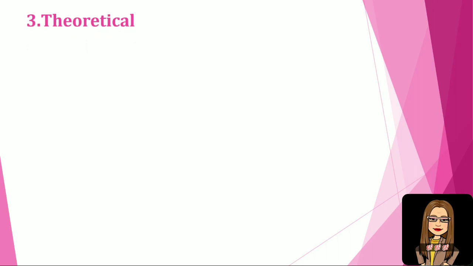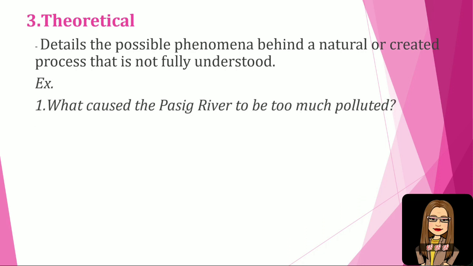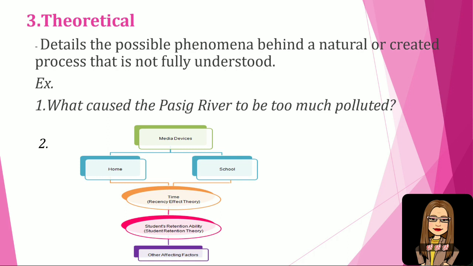Number 3, theoretical. Details the possible phenomena behind a natural or created process that is not fully understood. Example, what caused the Pasig River to be too much polluted? Next is a diagram. The diagram shows that home and school have the main access to media devices. It is a factual explanation based on theory. Other factors to consider are time, student retention ability, and other affecting factors.